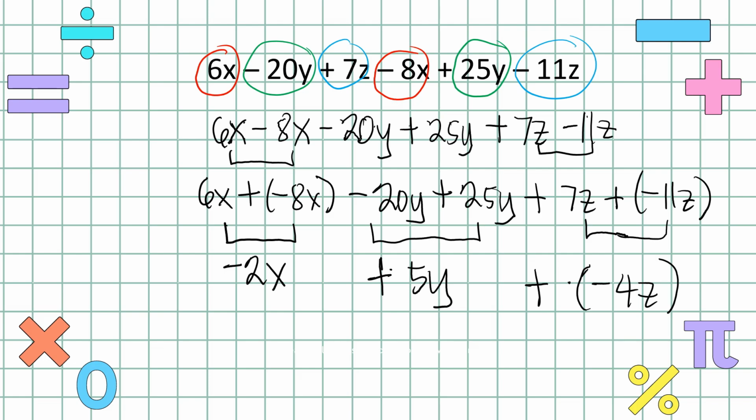Putting them all together, we'll have negative 2x plus 5y. Since this is already positive, so automatically it's addition. And here we have addition of a negative. That also means subtracting 4z. This is our final answer.